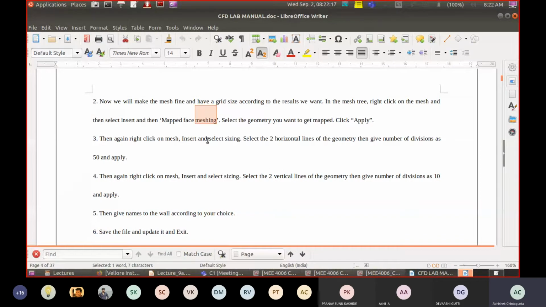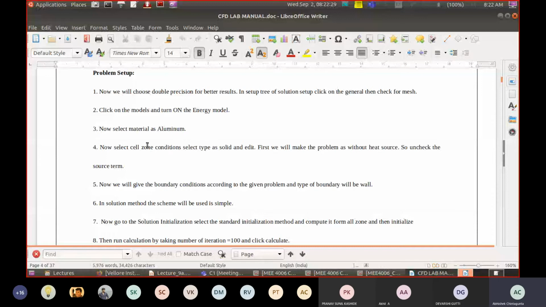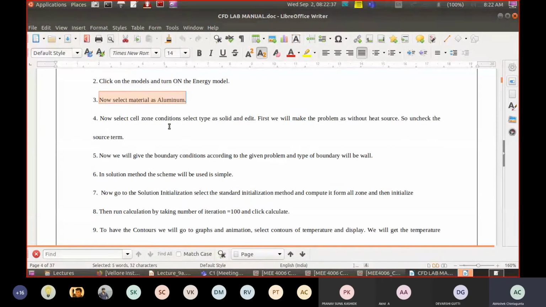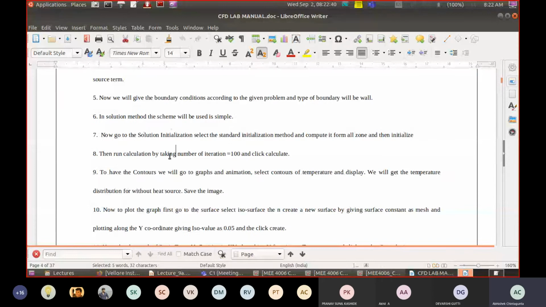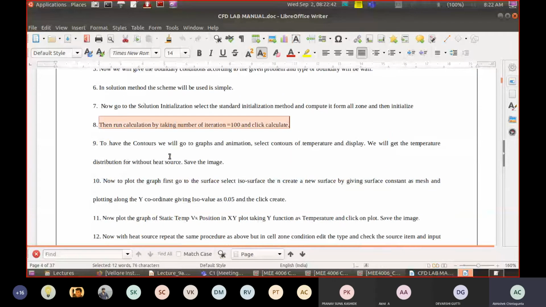Next, problem setup. So what are the steps you followed in ANSYS Fluent? Which governing equations you selected? What are the boundary conditions? What is the material type that you have selected? How many iterations you have used, and how did you get your contour plots? How did you get your line plots? Some description about these things. So you can see here, it's around one to 1.5 page, neatly written. So you can do the same thing.